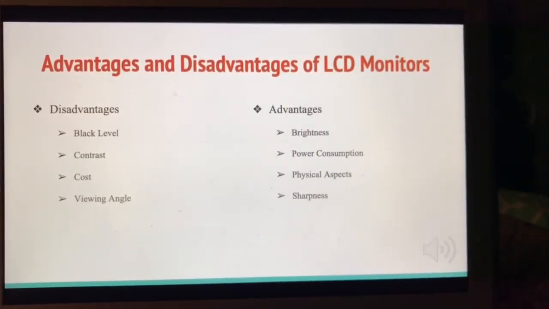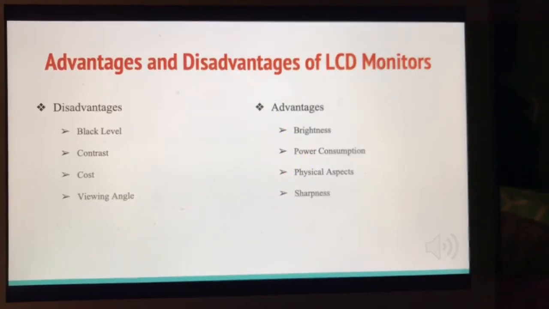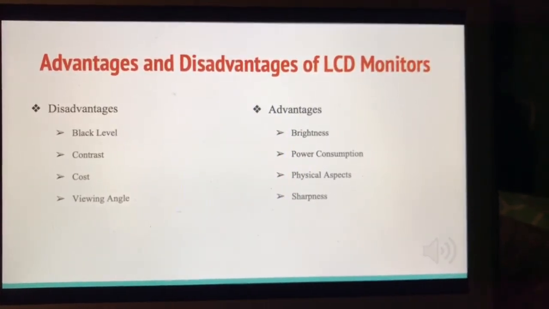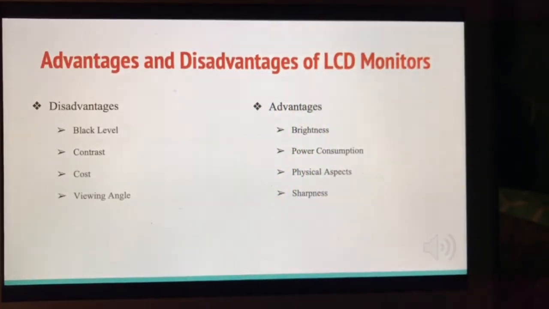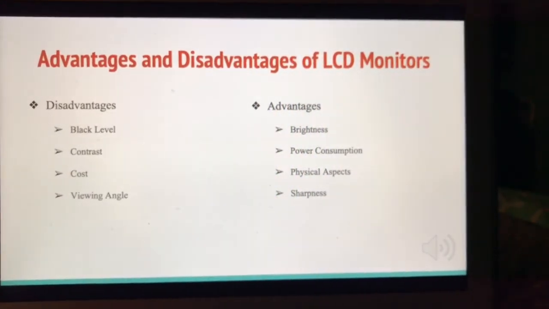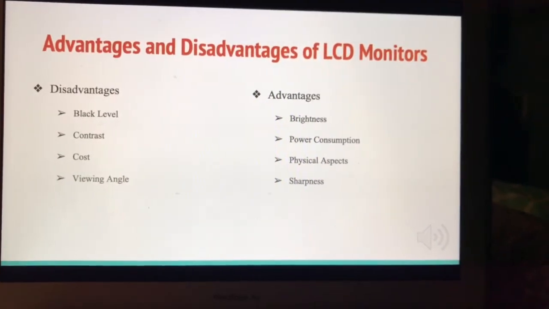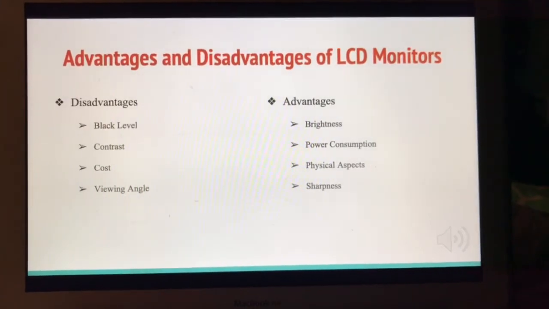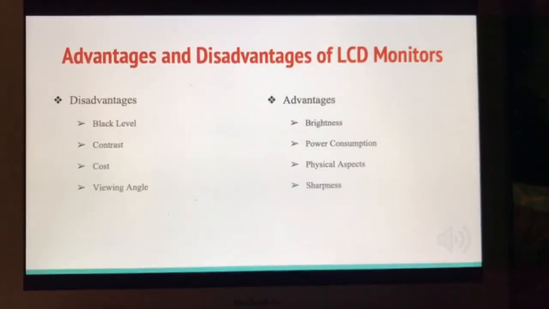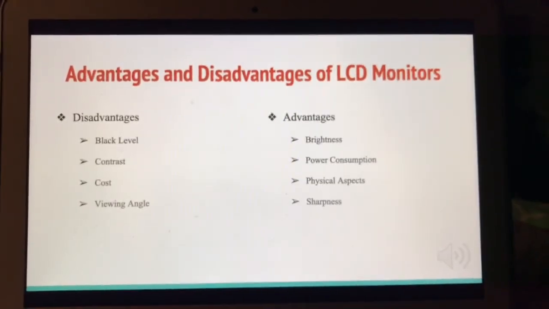Some of the LCD monitors' advantages are brightness. These monitors show bright images due to high peak intensity. Power consumption. They are very energy efficient. They consume less than 1/3 of the power the cathode ray tube monitors did, and they also produce little heat. Physical aspects. LCDs are thin and compact. They take up 40% less desk space. Sharpness. At the native resolution, the image is perfectly sharp.